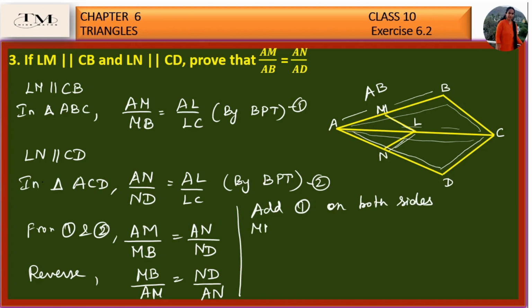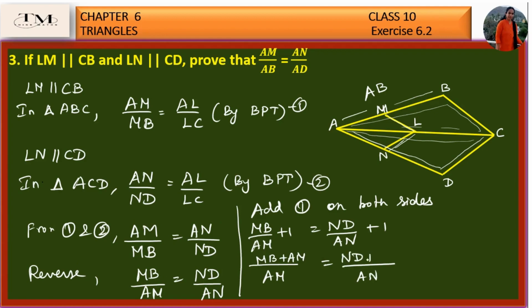Okay, so MB by AM plus 1 equals ND by AN plus 1. If you take AM as LCM, MB plus AM equals, here AN is LCM, ND plus AN. So MB plus AM is nothing but AB. So AB by AM equals ND plus AN, which is nothing but AD. So AD divided by AN.